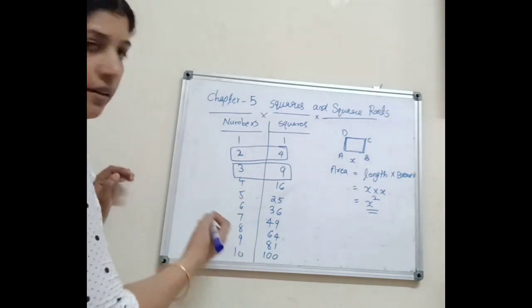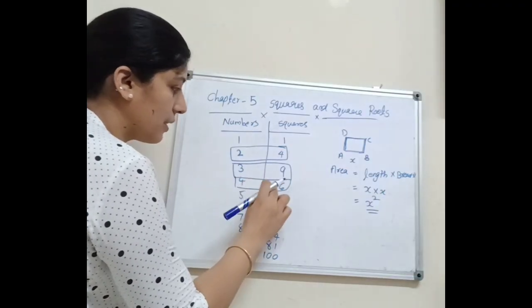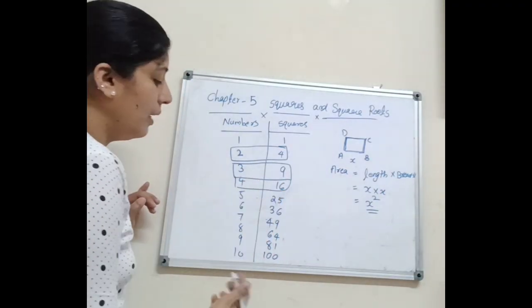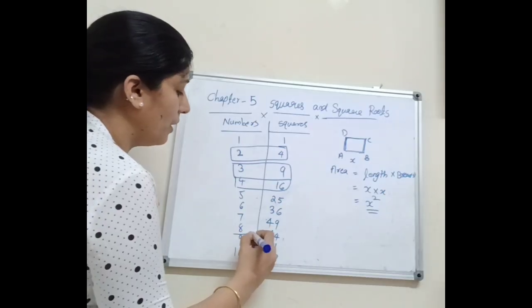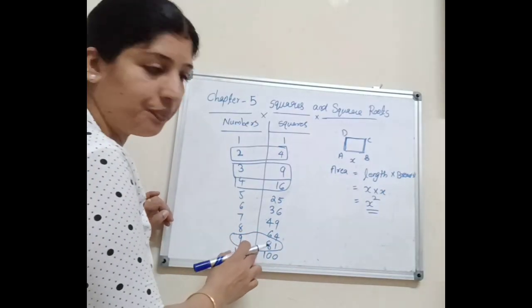Let us consider another number, 4. 4 is an even number. Then the square of 4 is 16, which is an even number. Next, we consider 9, an odd number. Then the square of 9 is 81, which is an odd number.